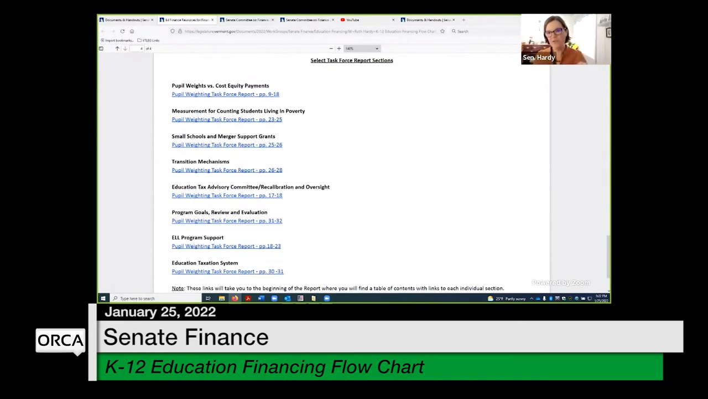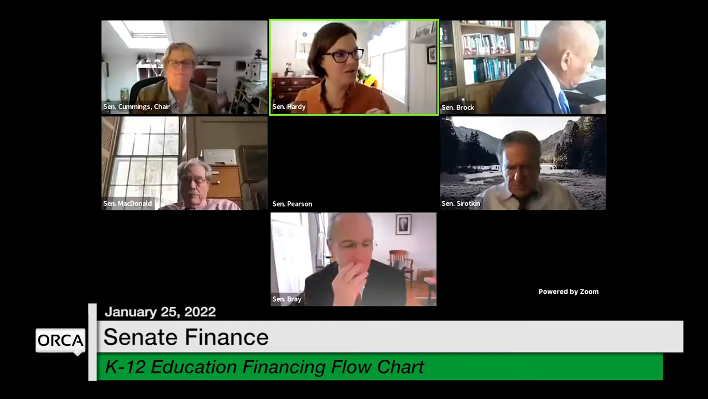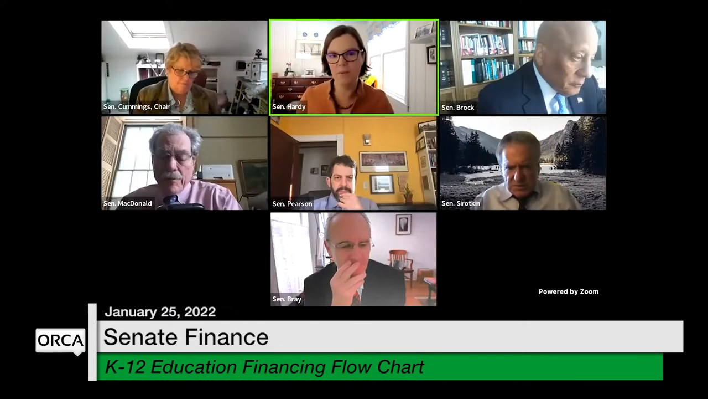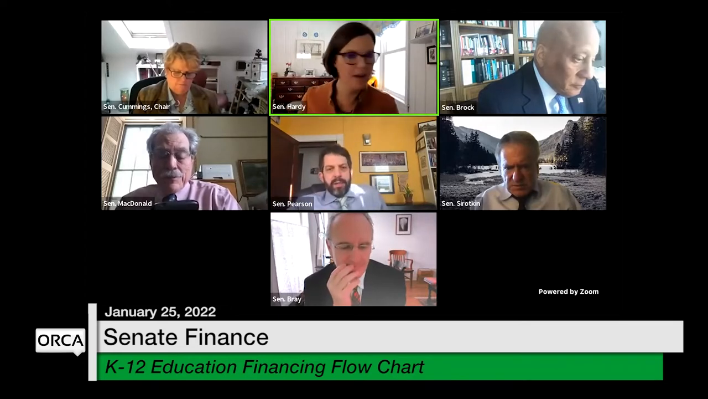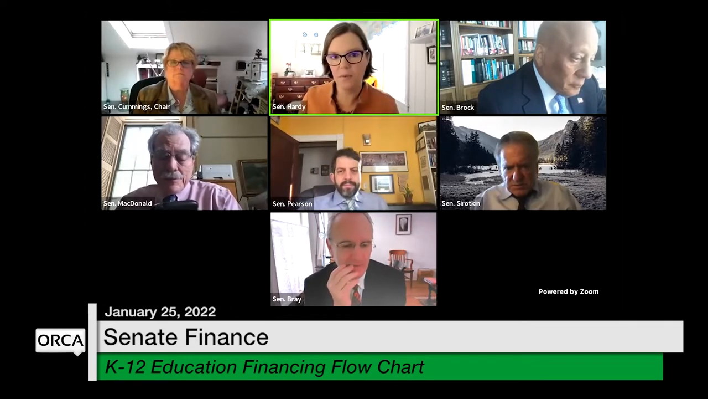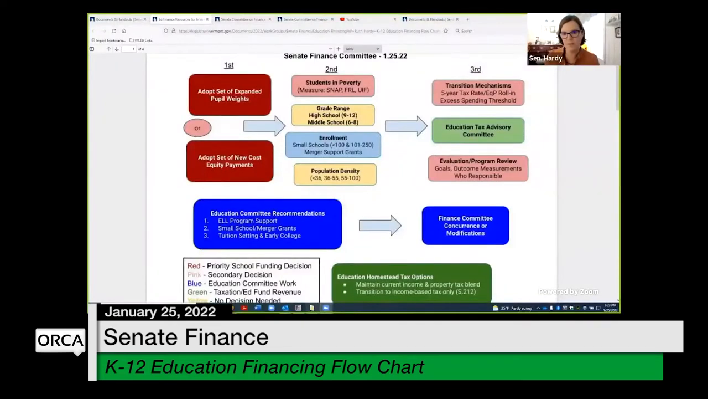the set of weights are those four categories: the students in poverty, grade range, enrollment, and population density. So those are decision points. I don't think we would be making the decision of, well, we don't want to have a weight for grade range, but those are the areas where we would have the set of weights or the set of cost equity payments.